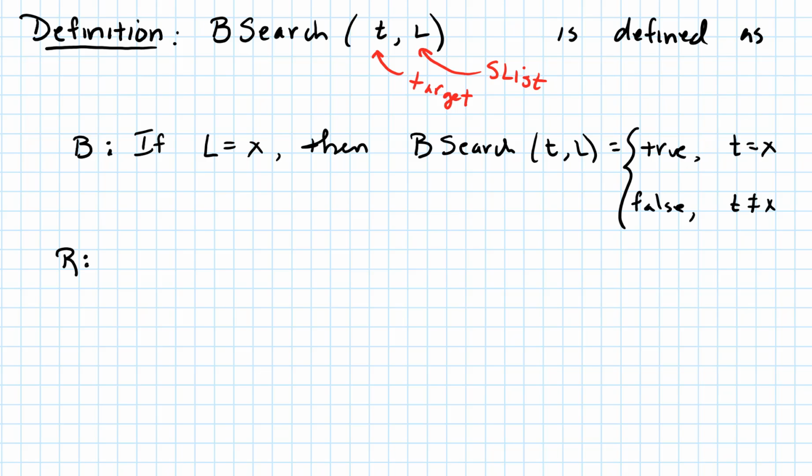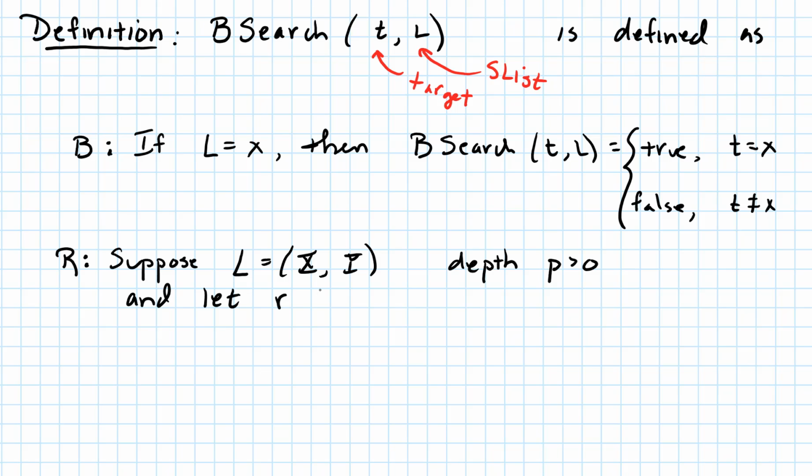But now what's different here is this recursive case. Let's suppose L consists of two S lists, X and Y. So L has depth P, which is greater than 0. And let R be the last number in X.